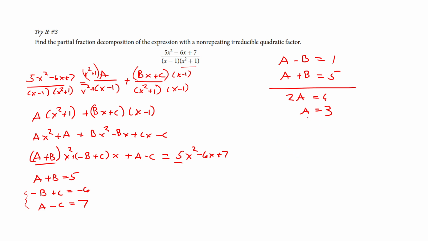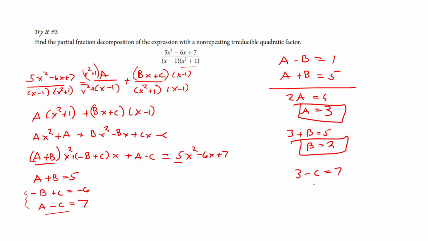Okay, so the dominoes are already going to fall because I have a as 3. Put this back into the first equation. You could do any equation you want. Put it back into this one here, and I've got 3 plus b equals 5. b is 2. Now I've got 2 of the 3. Let's use this bottom equation right here. I've got 3 minus c equals 7. Subtract that, so c is negative 4.